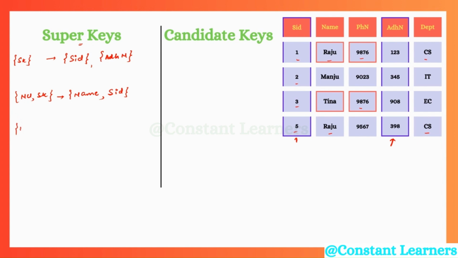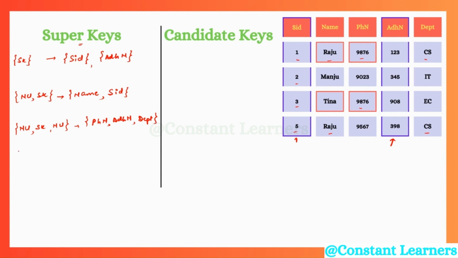Then, the third example could be, again, a non-unique attribute, a super key, and another non-unique attribute. For example, a combination of phone number, which is a non-unique attribute, Aadhaar number, which is a super key by itself, and department, which is also a non-unique attribute. So this combination can also be a super key because it will give us unique values and can uniquely identify the tuples in the table, right?